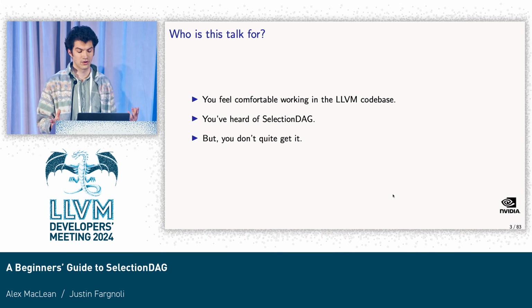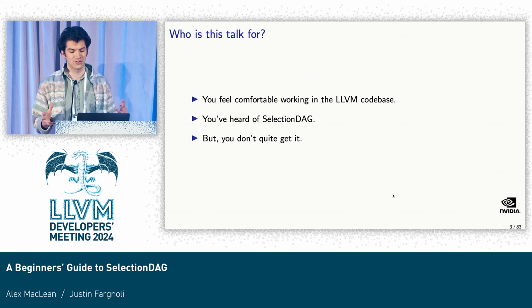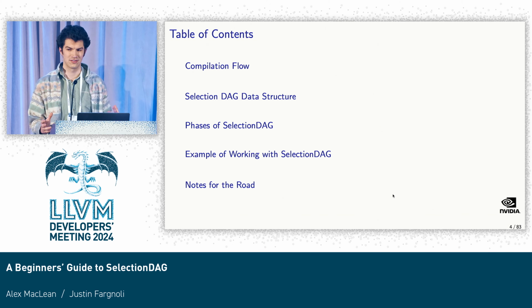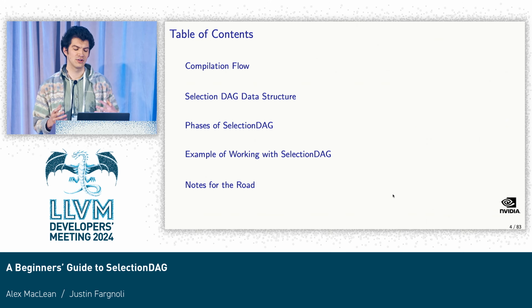So who is this talk for? We're going to assume throughout that you have some basic familiarity or comfort with LLVM. Maybe you've heard of SelectionDAG, maybe you've worked with it before, but you feel like you don't quite get it. If this is true of you, you are the perfect audience for this. So what we're going to talk about today is first we're just going to review how SelectionDAG fits into the overall compilation flow. Next, we're going to look at the SelectionDAG data structure. And after that, we're going to look at each of the main phases of SelectionDAG. At the end, we'll go through a quick example of working with a target, adding a feature to a target that uses SelectionDAG.